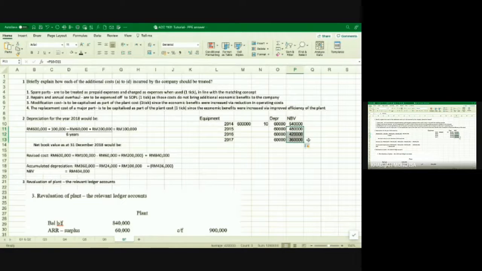Right, that's how you get the 360,000. And that means in order for you to compute the depreciation, you have to add the new cost. Dia buat macam mana?